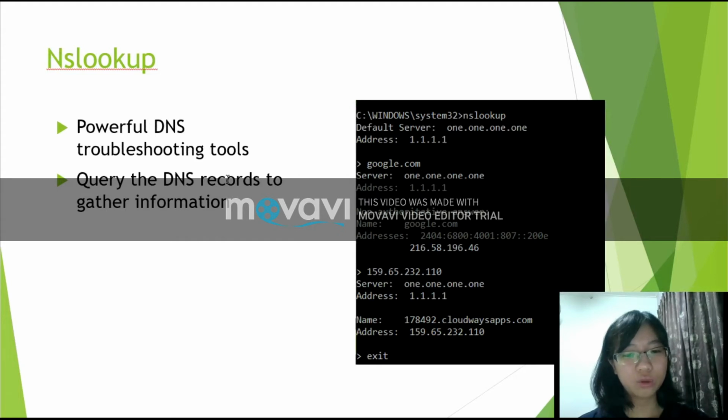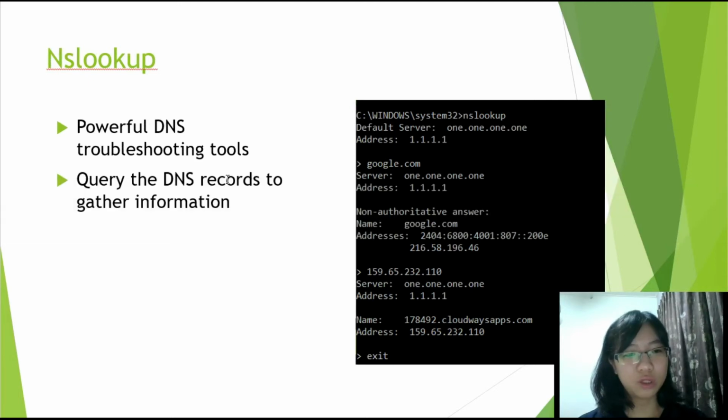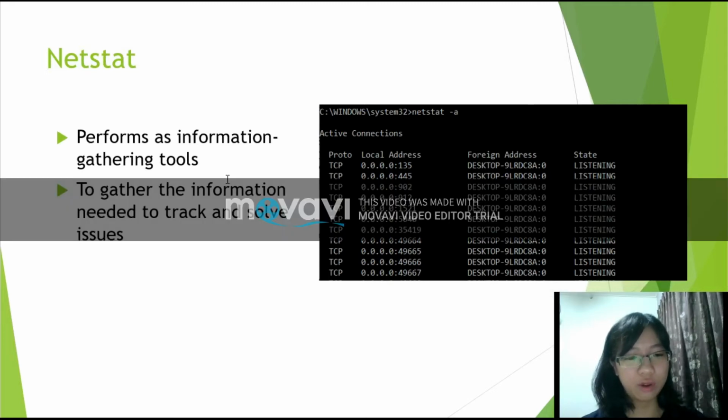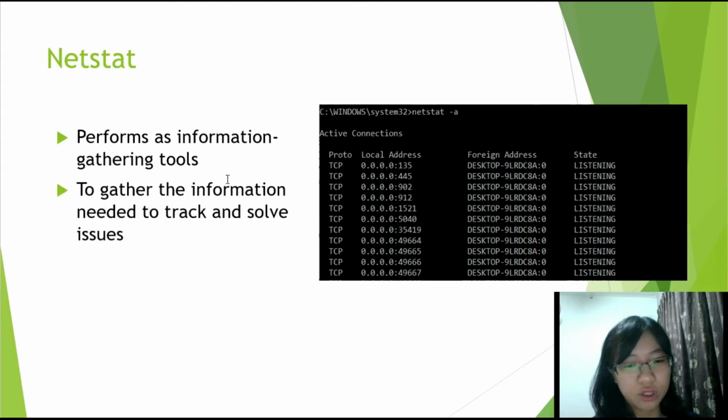These command line tools allow users to query the DNS record, gather information, and act as powerful DNS troubleshooting tools. Lastly is the next step. The step is Windows debugging in the network debugging process. This command tool always acts as a useful tool to gather the information needed to track and solve any outages or bottleneck issues.